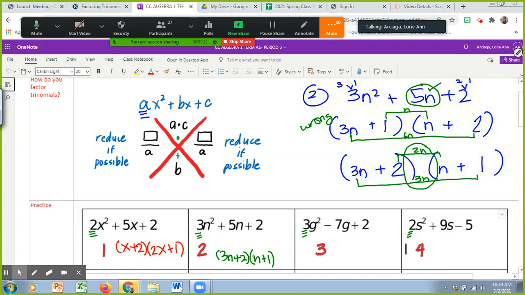So that's by trial and error. It just seemed longer because my kid was interrupting us so many times. I'm sorry, I apologize for that.